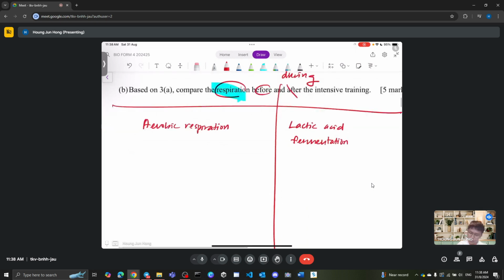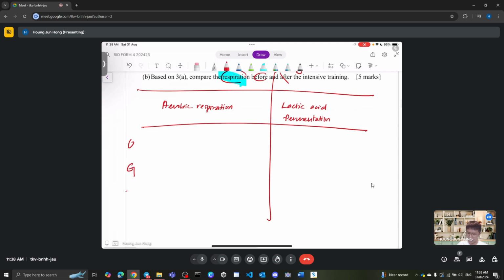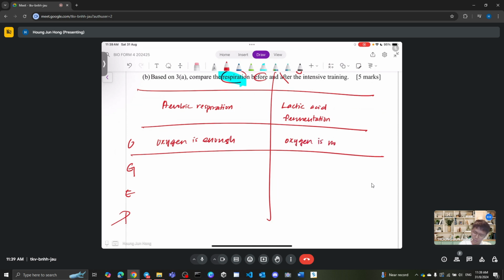And I believe moving on should be very simple. How do we compare? We talk about oxygen, glucose, energy, and the product. So for the oxygen, you just say oxygen is enough, and oxygen is not enough, for example. Okay, yep.